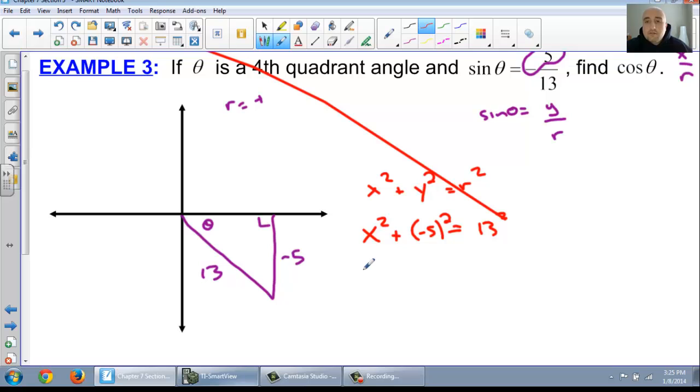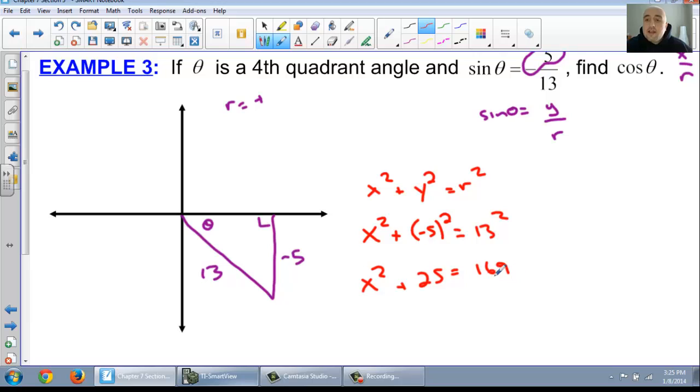Okay, so what do we get here? All right, so equals 13 squared. All right, so x squared plus 25 equals 169. X squared, we're going to subtract 25 from both sides. I get 144. 169 take away 25 is 144. And square root both sides. This one's nice and easy. X equals 12. Okay, so we have all three of our sides.